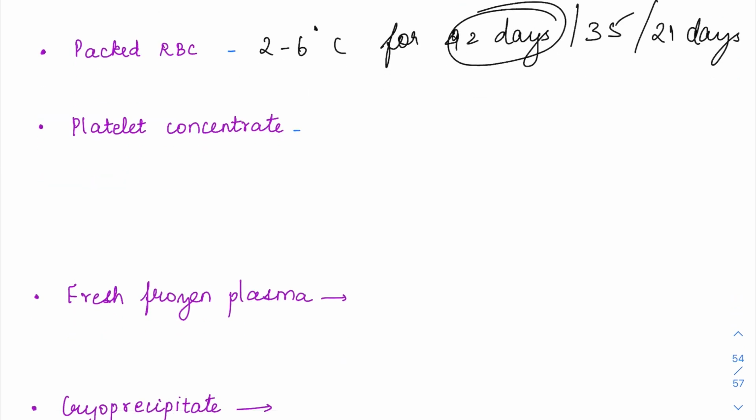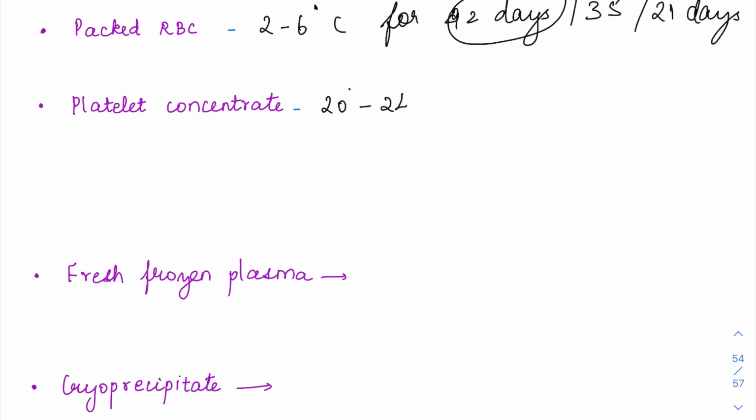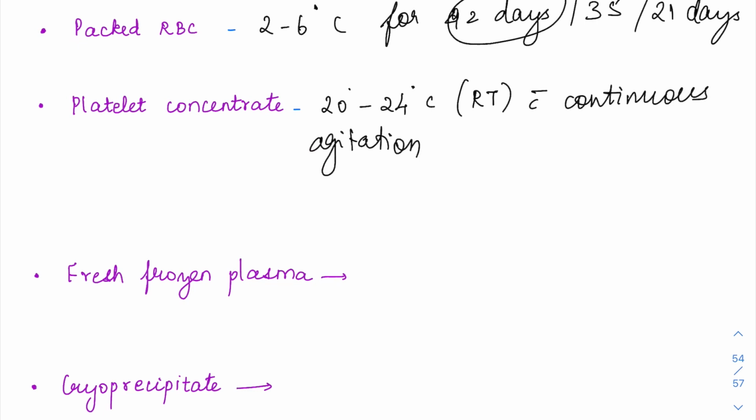Then platelet concentrate. Platelet concentrate is stored at a temperature of 20 to 24 degrees Celsius. Basically, it is room temperature, right? Room temperature with continuous agitation. If you have seen it in the blood bank, the machine will be continuously agitating the blood bags kept on it so that it doesn't form a clot. So 20 to 24 degrees Celsius with continuous agitation, and you can store it for 5 days maximum. After 5 days, you'll have to discard the bag if it is not used up.